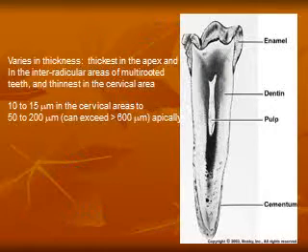It varies in its thickness: the thickest area is at the apex and the thinnest area is in the cervical area. Thickest in the apex and interradicular area of multi-rooted teeth, and thinnest in the cervical area. 10 to 15 micrometers in the cervical area, and it can exceed 600 micrometers at the apical area.